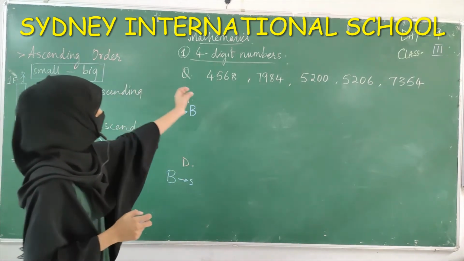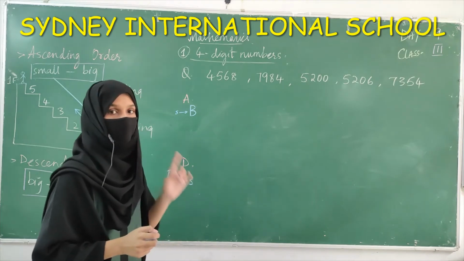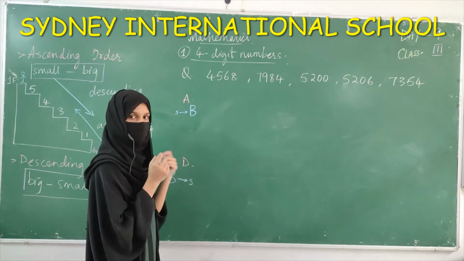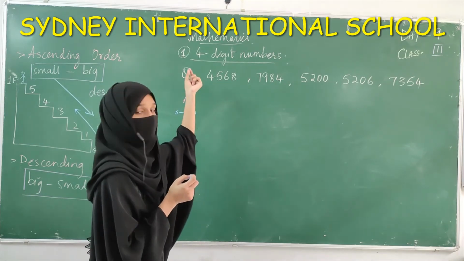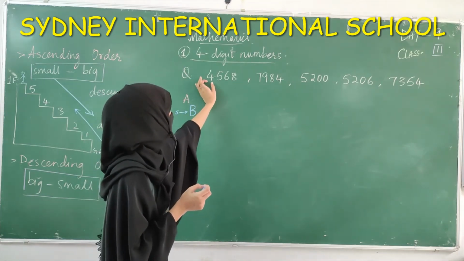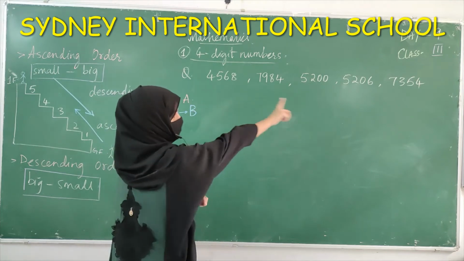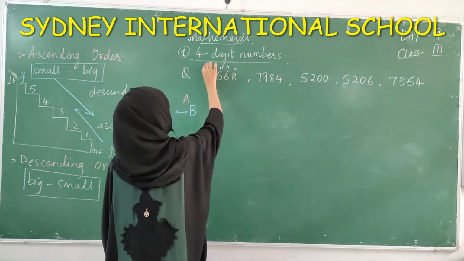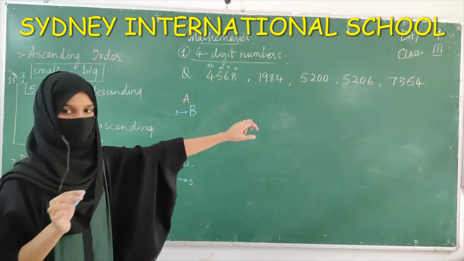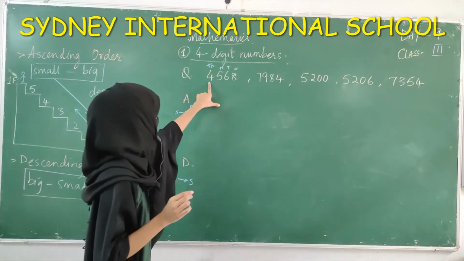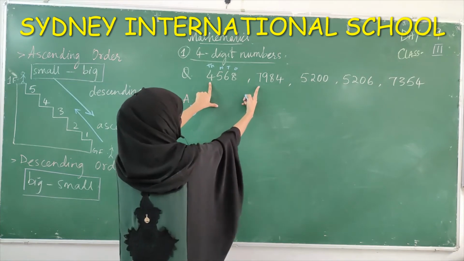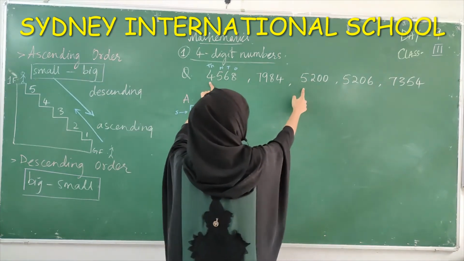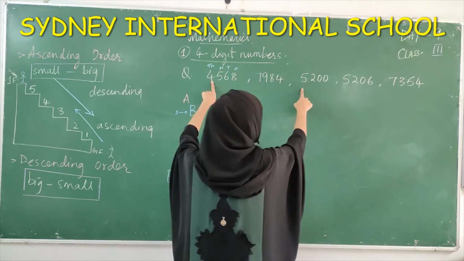Let's see now. Which is the smallest number over here? In the last class I told you, when we are comparing numbers using greater than, less than and equal to signs, we first look at the first number on the left side. All the numbers are 4-digit numbers, that means ones, tens, hundreds, thousands. So first we'll look at all the numbers in the thousands place. Here we have 4. Next number is 7. Is 4 greater than 7? No. 4 is less than 7. Next 5. 5 is also greater than 4.